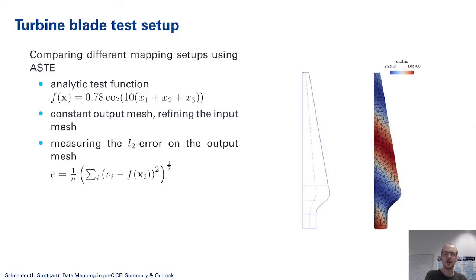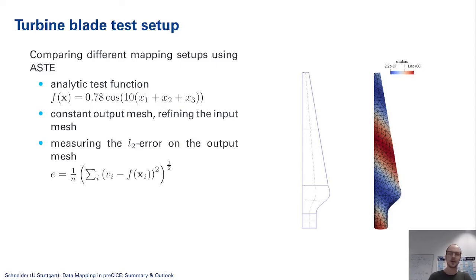In order to compare them, we used in particular a turbine blade geometry. So we use ASTE, which I will talk about a bit later, and then we selected an analytic test function. In particular, we selected a cosine function depending on all three space dimensions. And from the turbine blade geometry, we then created meshes of different refinement levels.